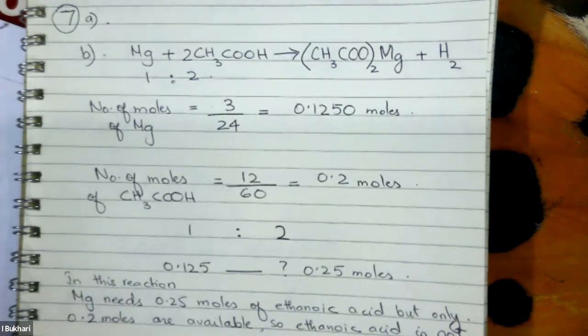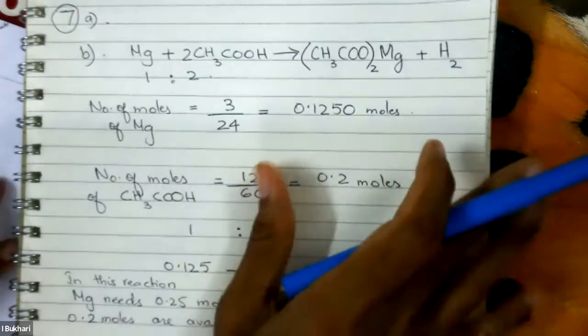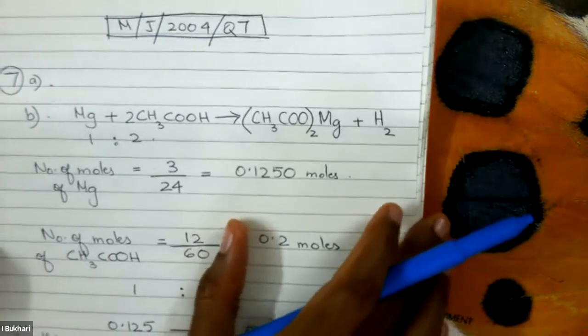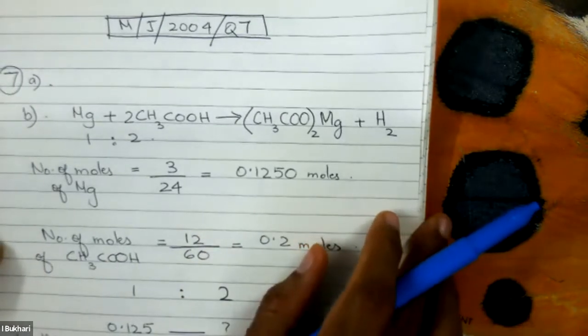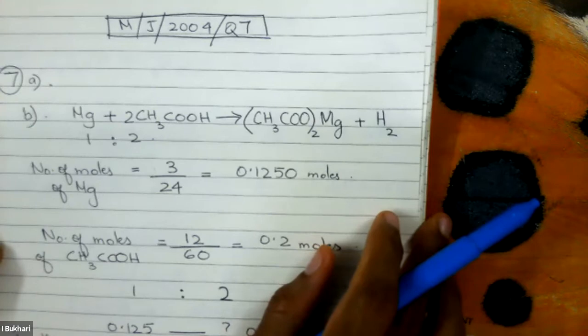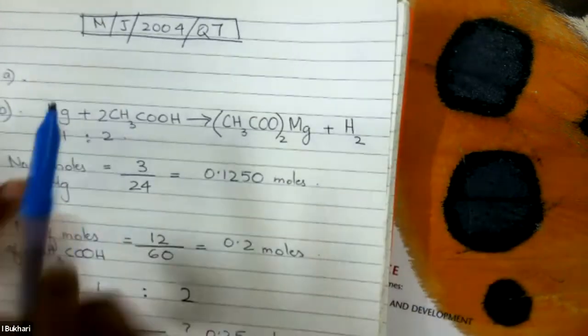What are they asking? Which one, magnesium or ethanoic acid, is in excess? You must show your reasoning. I told you sometimes they ask you which one is in excess, right? So how will we find out now? The mass of 1 mole of magnesium is this. In the question, they have told us that 3 grams of magnesium was added to 12 grams of ethanoic acid. Now we have this equation.